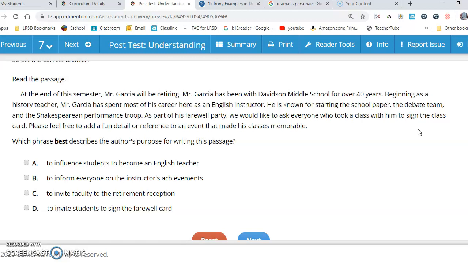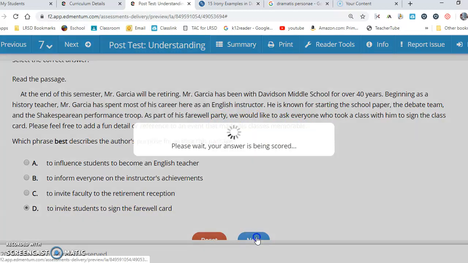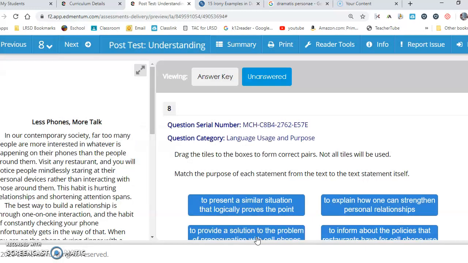To invite faculty to the retirement reception. There's not an invitation to the reception. It just mentions a farewell party. To invite students to sign the farewell card. That would be the answer because in this passage, he actually is asking everyone to sign the card. So the main purpose of this passage was an invitation to sign the farewell card.